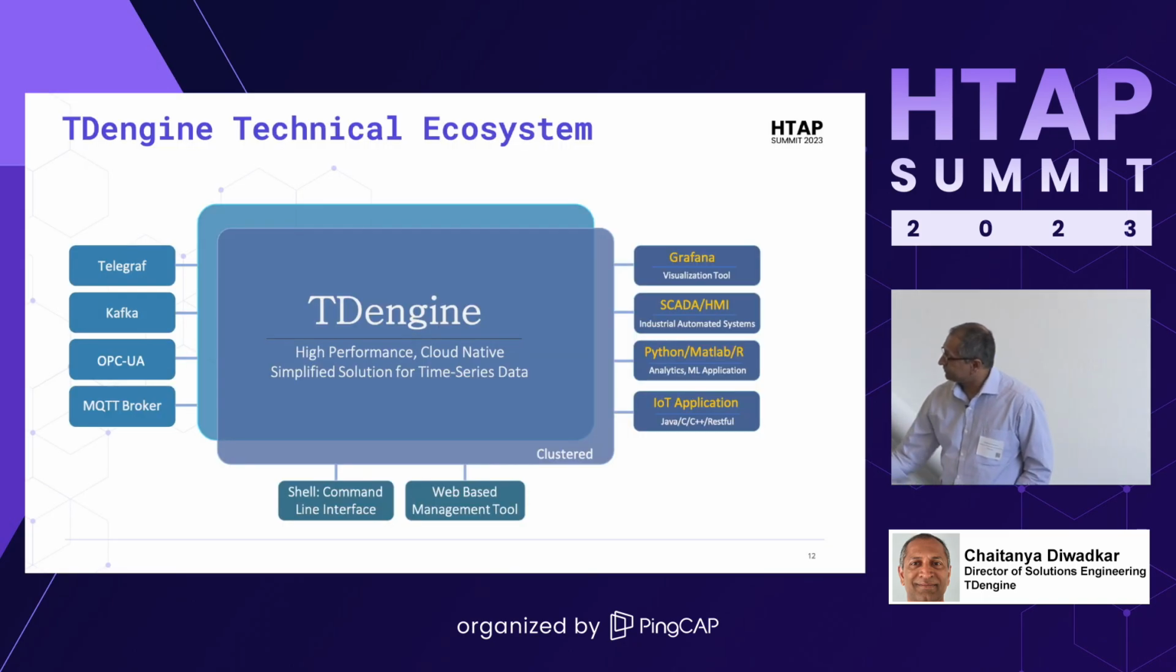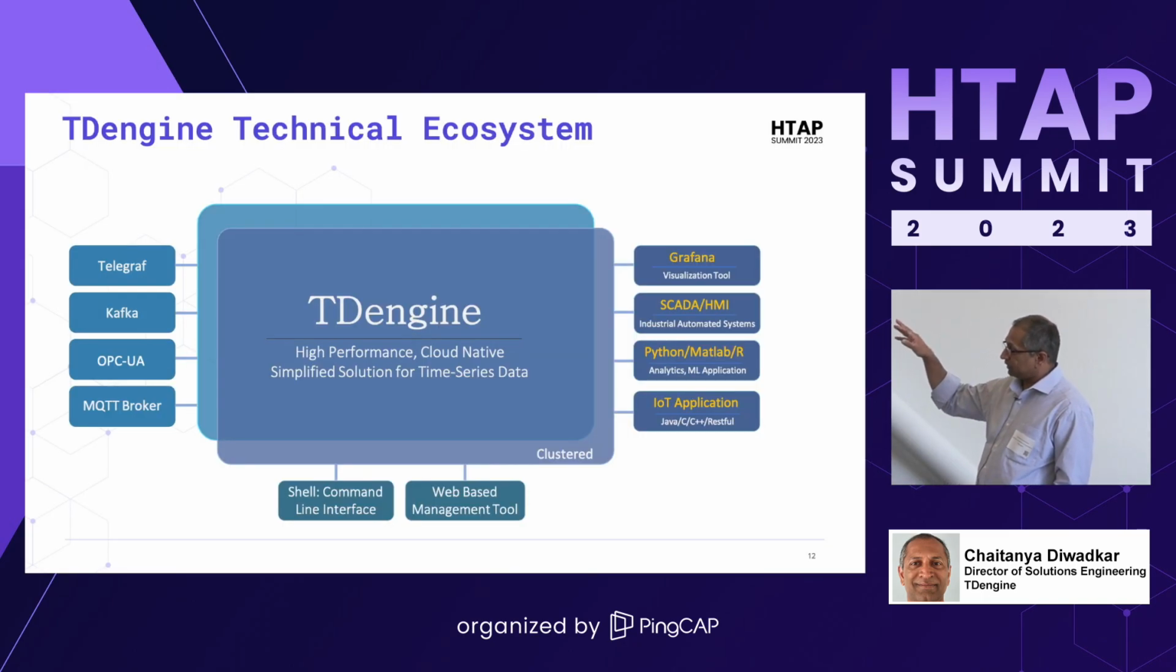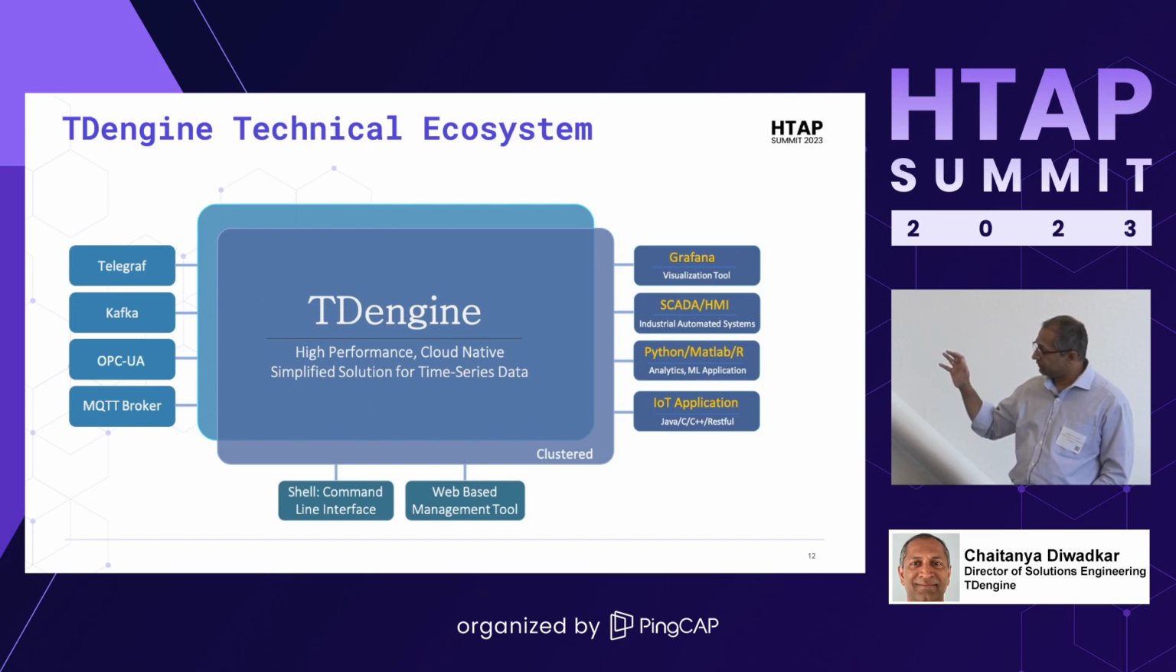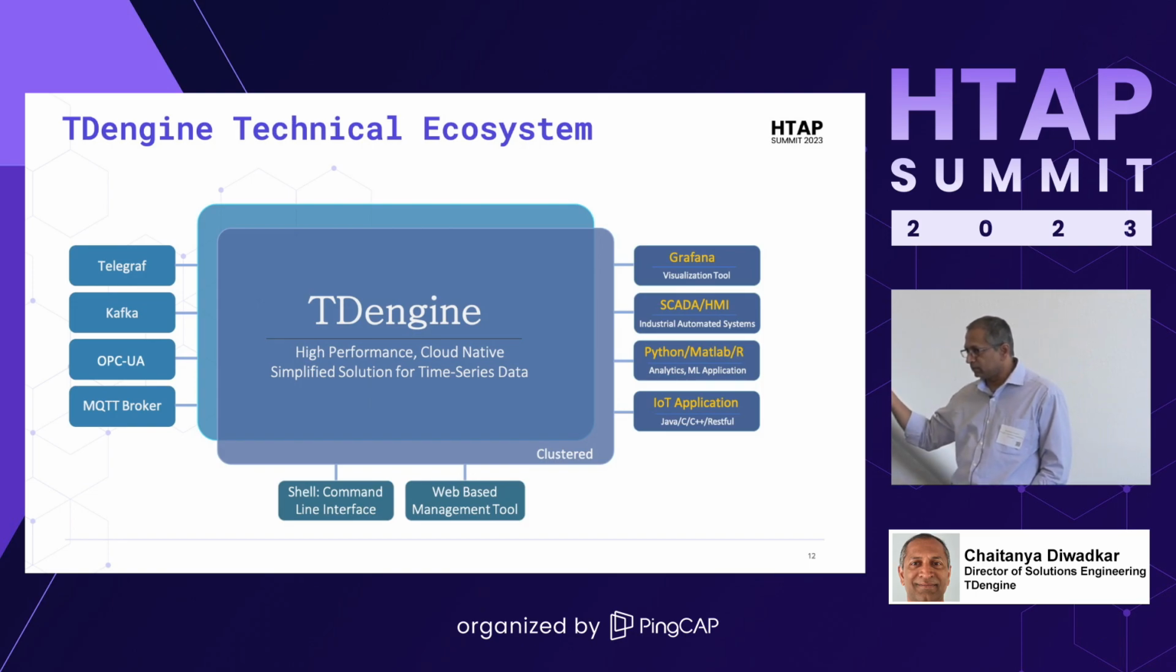So this is kind of something about TDengine. We do have connectors for Telegraf and Kafka and OPC, which is the industrial protocols, MQTT. We do have integration with Grafana as well. We have APIs in most of the languages. We've mentioned Python over here, but there's also Java, C, C++, C#, Go, Node, and then of course REST APIs.